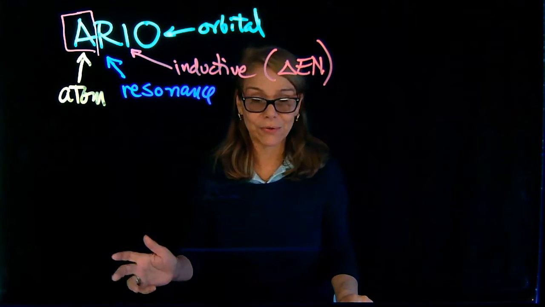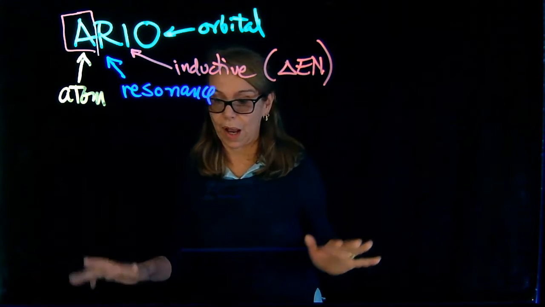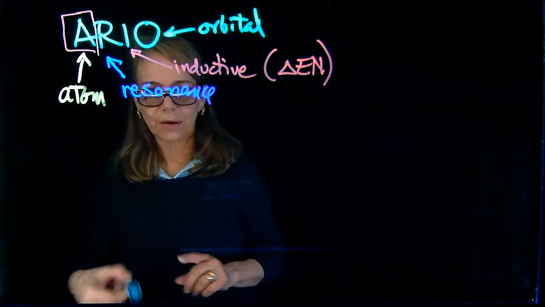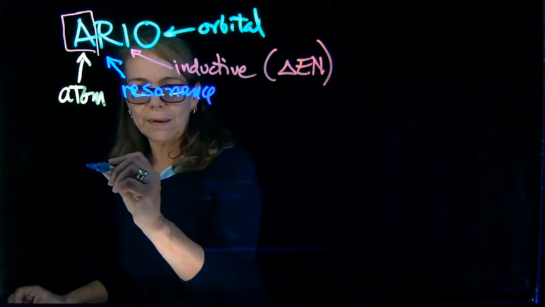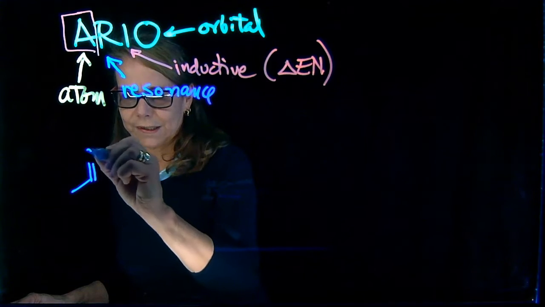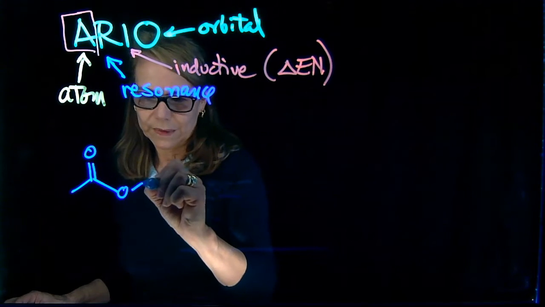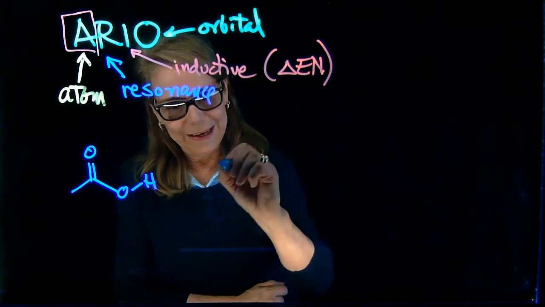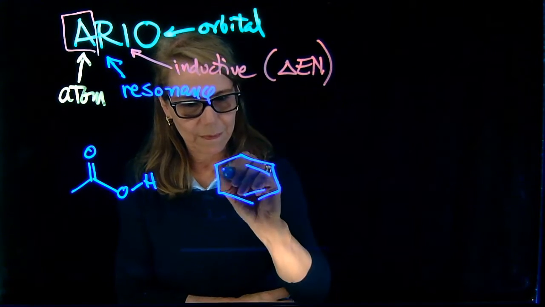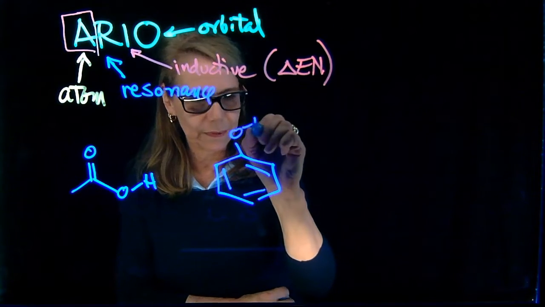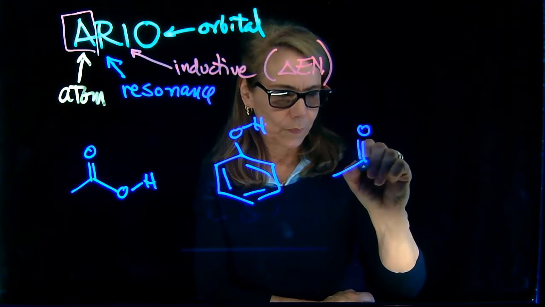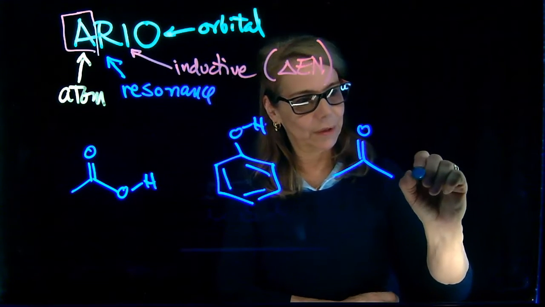We are going to rank again molecules in order of acidity using the tool ARIO. We're doing that analysis. This time, before I give you a series in another video that included this acid and phenol also, now I'm going to include in the series something else. We're going to do these.